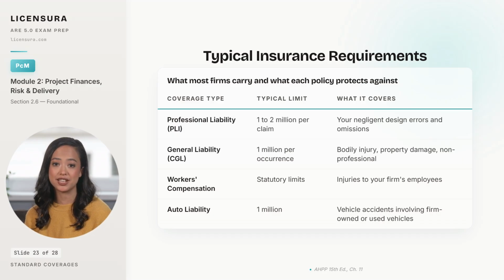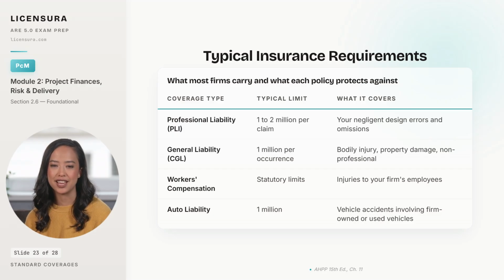Workers' compensation is mandatory in nearly every state, with limits set by statute, and covers employee on-the-job injuries, including the principals if they are paid as employees. Auto liability typically writes at 1 million, covers vehicle accidents, and matters more than you might think if any employee ever drives to a job site on the firm's behalf. Know these 4. They are the baseline most contracts will ask you to confirm.